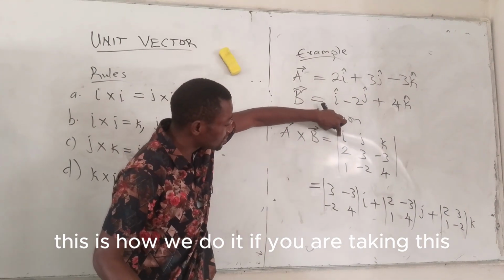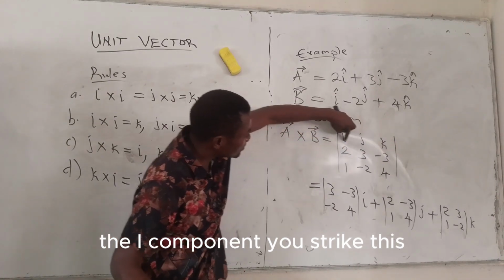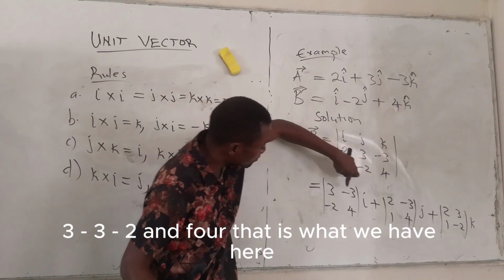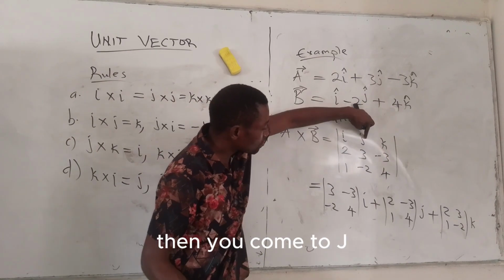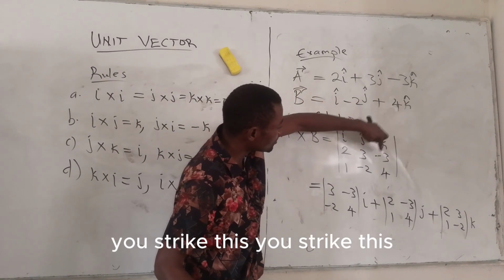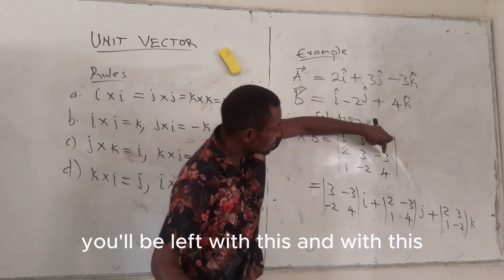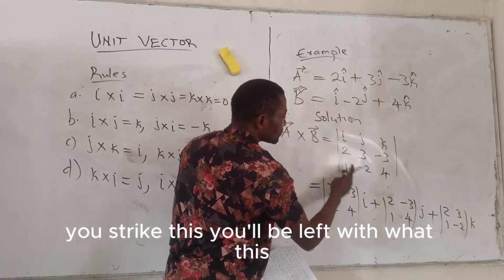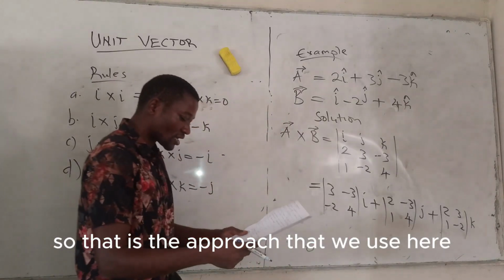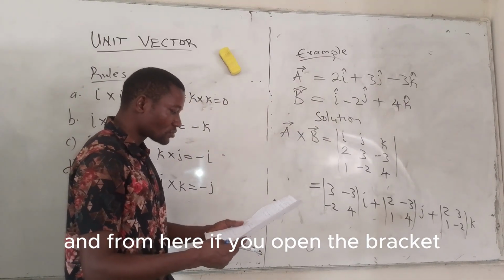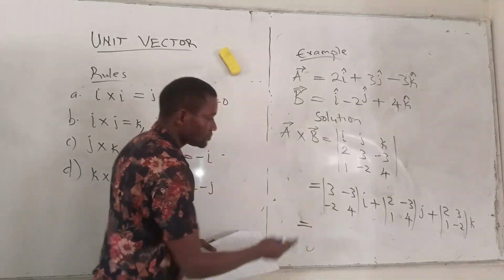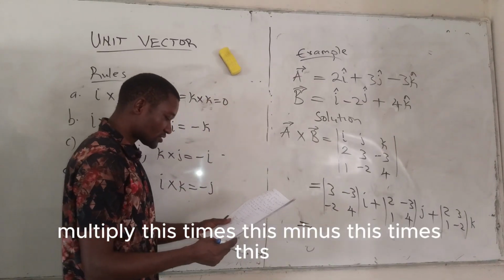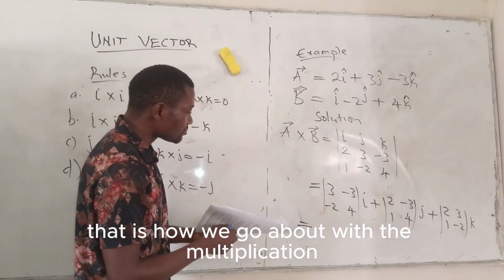If you are taking the I component, you strike out its column, you'll be left with what? 3, minus 3, minus 2 and 4. That is what we have here. Then you come to J, you strike out its column, you'll be left with these. Then when you come to K, you strike out its column, you'll be left with what? This. So that is the approach that we use here. And from here, if you open the bracket, multiply this times this minus this times this. That is how we go about the multiplication.